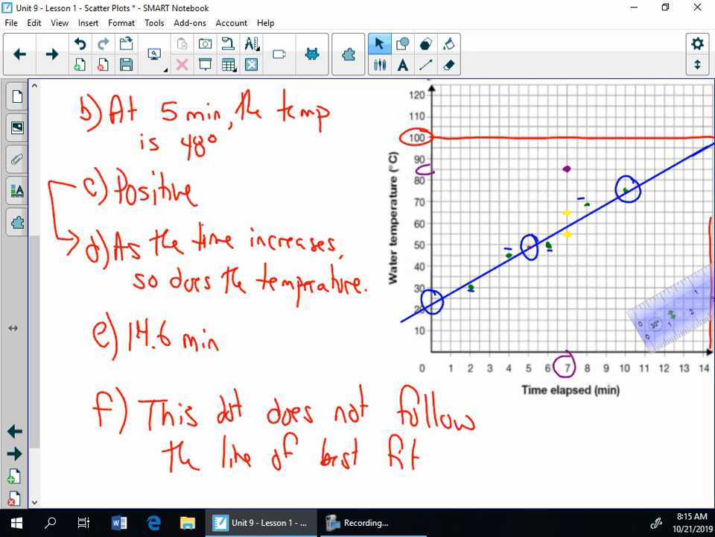Okay, that's scatter plots. That's our next lesson. I need you to be able to do 3 things for me today. You have to be able to describe for me direction and trends. You should be able to make a scatter plot and then draw and use your line of best fit to figure out the relationship between information.